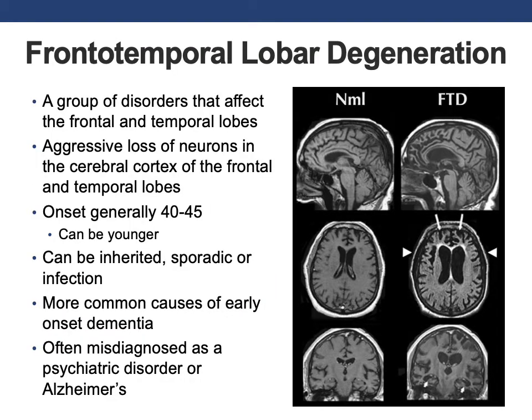Frontotemporal lobar degeneration is a group of disorders that affect the frontal and temporal lobes. This condition is marked by aggressive progressive loss of neurons in the cerebral cortex of the frontal and temporal lobes only. Onset generally occurs around 40 to 45. However, it can manifest at a younger age. In fact, it's considered the more common cause of early onset dementia, where Alzheimer's is the most common cause of late onset dementia. This condition can be inherited, sporadic, or caused by an infection.